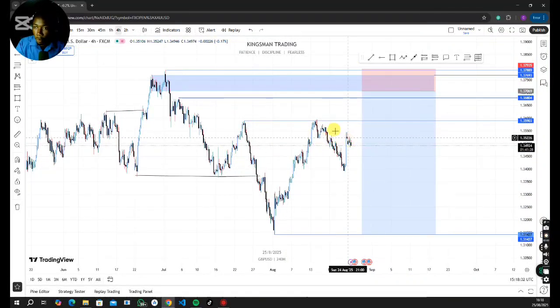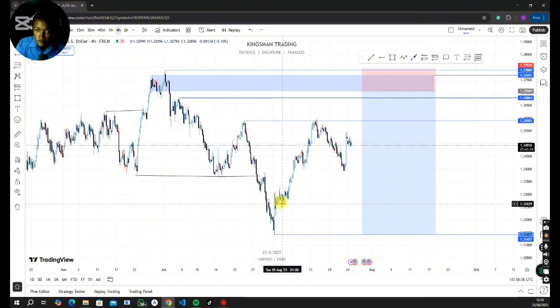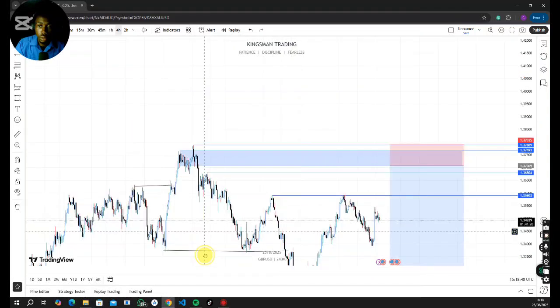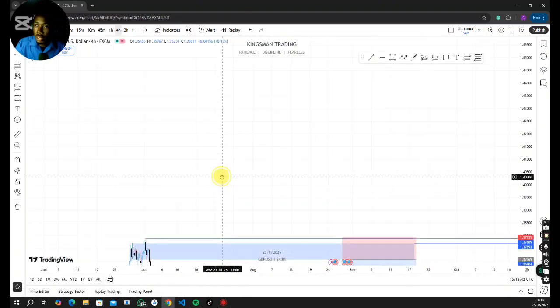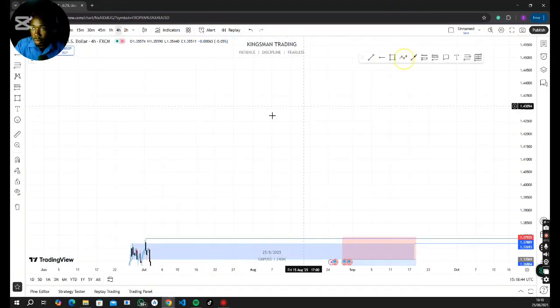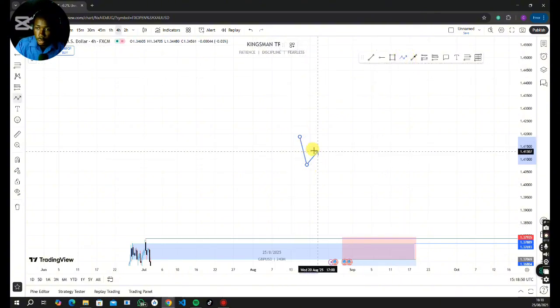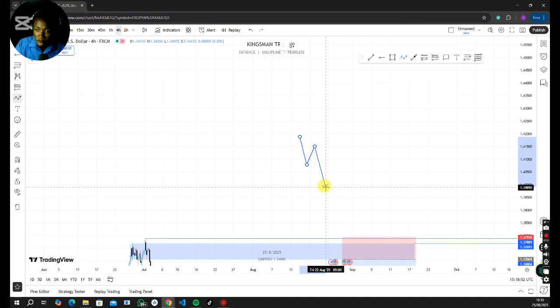So some people now will be looking for setup inside this structure. Mind you, on a particular trending market, this is your major structure. Now for a downtrend, this impulsive move to the downside is your major structure. This retracement is your minor structure. This is the major structure.